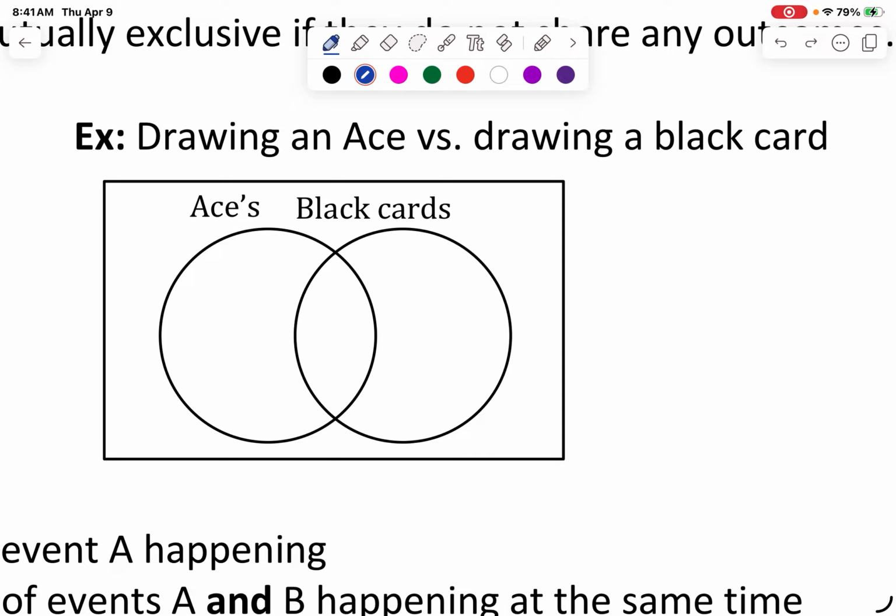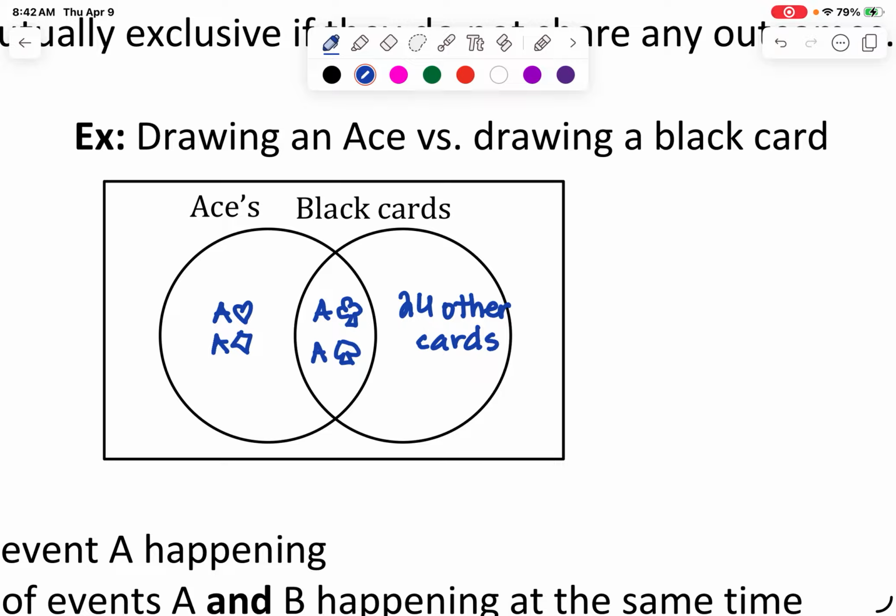But within those black cards, 2 of them are aces. It's the ace of clubs and the ace of spades. So the ace of clubs and ace of spades fit into both of these categories. They are in that overlapping area. They fit into both categories. So the 4 aces, I can write out the hearts and diamonds here. There are 4 aces. There are 26 black cards. I'm not going to list the other 24 black cards. I'm just going to write 24 other black cards.